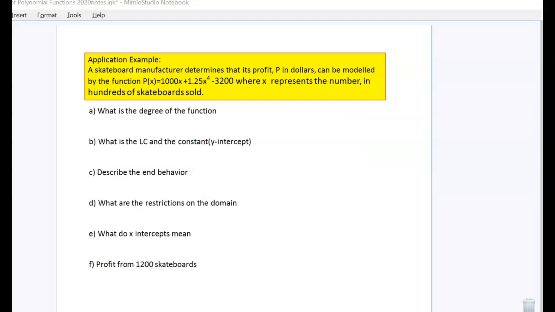In our last example here, a manufacturer determines that the profit of manufacturing skateboards can be modeled by the following equation, where X represents the number in hundreds of skateboards sold. What is the degree? The degree of this equation is 4. The leading coefficient is 1.25, and the constant is negative 3,200. Describe the end behavior. This is an even degree polynomial with a positive leading coefficient, so it starts in quadrant 2 and it ends in quadrant 1.